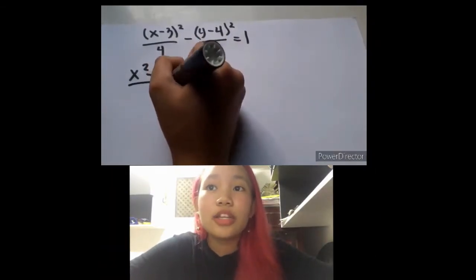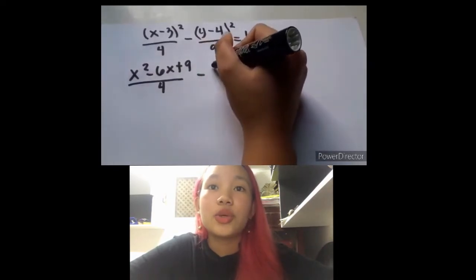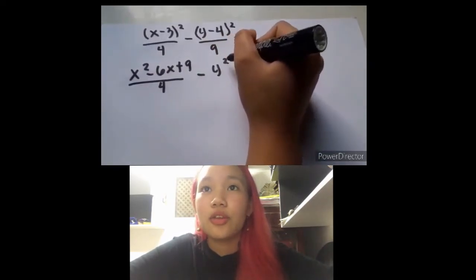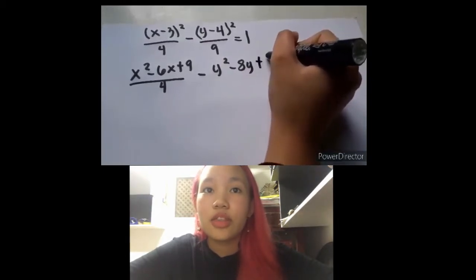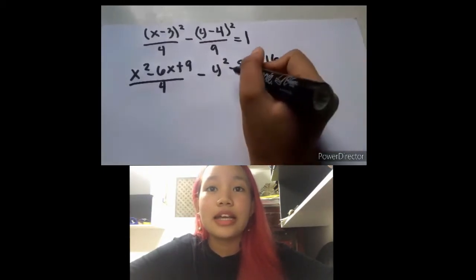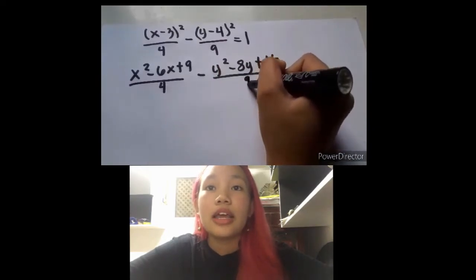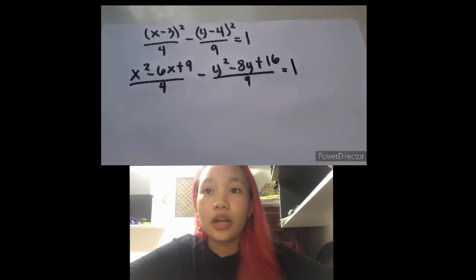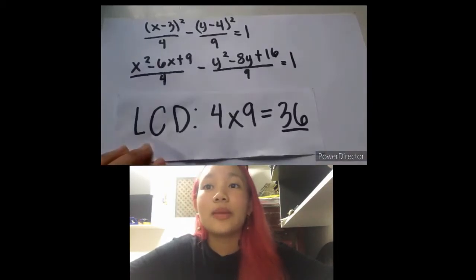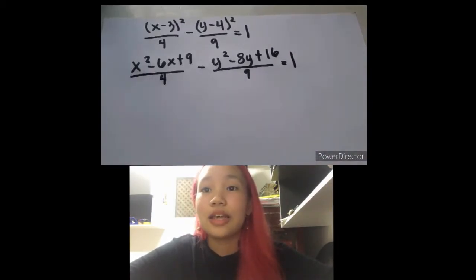The first thing that we need to do is to square the numerators. You are given the numerators x minus 3 and y minus 4. Let us first expand x minus 3, so this becomes x squared minus 6x plus 9 over 4. Expand also y minus 4, that becomes y squared minus 8y plus 16 over 9, equals 1.